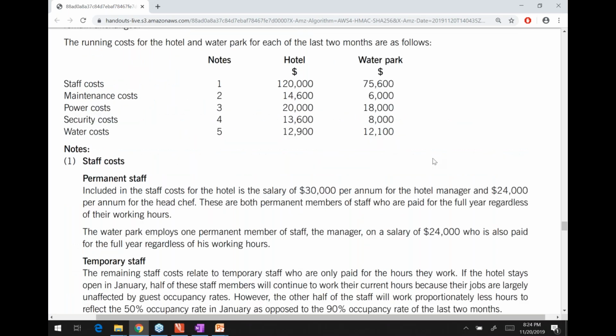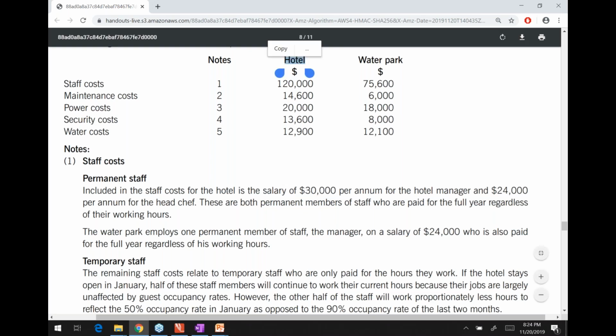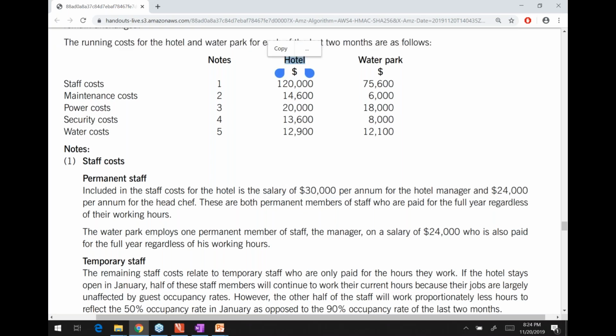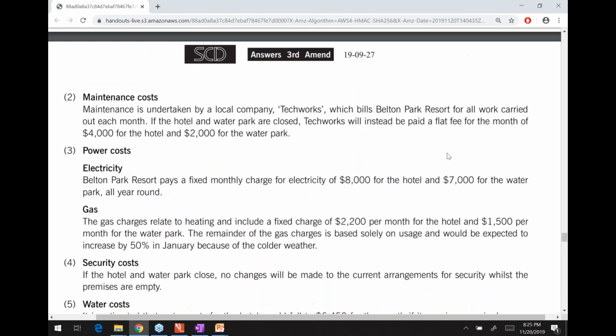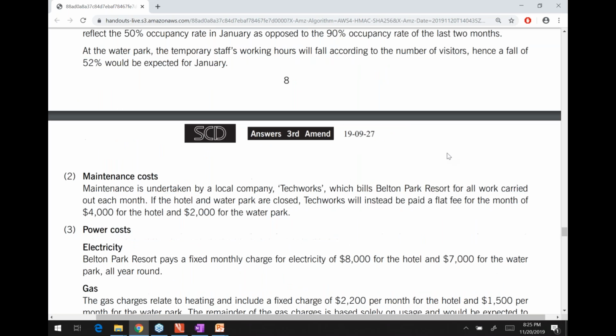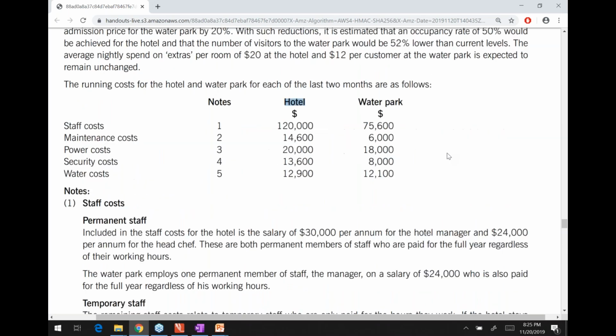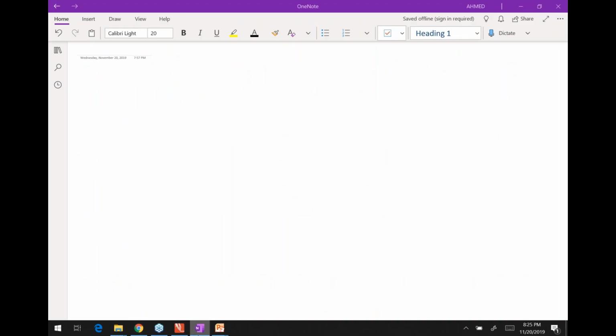So we are provided with the information for the last 2 months. My focus here will be towards the hotel, as the water park is your job. Staff cost, maintenance, power cost, security, and water cost are given, and the notes are given. So I'll read this, and according to that we'll do the workings. Let's start my calculations.